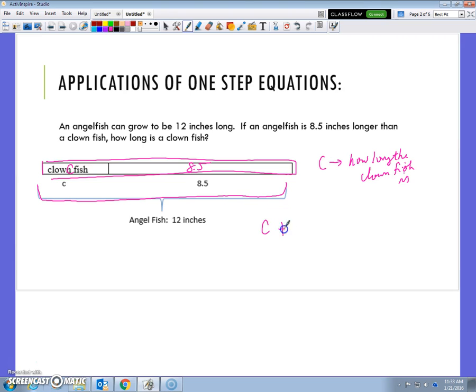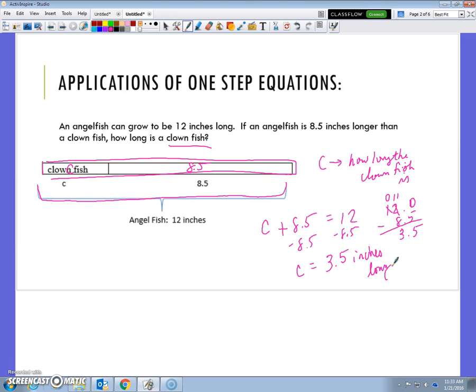The clownfish plus another 8.5 inches should equal the length of the angelfish. Okay, and so now I just have this one-step equation and I can figure out how long the clownfish is by subtraction. C equals, and this is good to practice, 12 minus 8.5. I've got to put the decimal on that 12, and then 3.5. So it is 3.5 inches long.